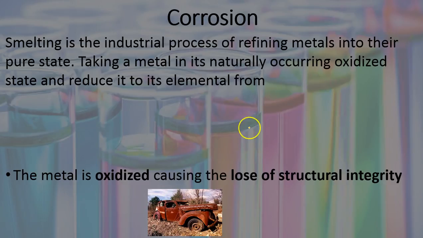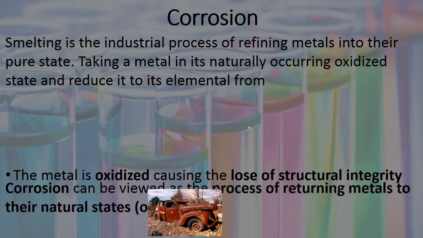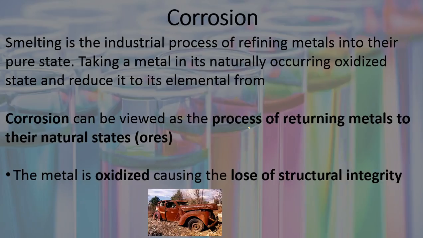But that allows the metal to become oxidized, so it loses those electrons. So corrosion can be viewed as the process of returning metals to their natural states, ores. And an ore just means an iron combined with the oxygen. In corrosion, the metal is oxidized, causing the loss of structural integrity. You see that in car bodies where the iron in it is breaking down, and over time, the frame is obviously not as sturdy.